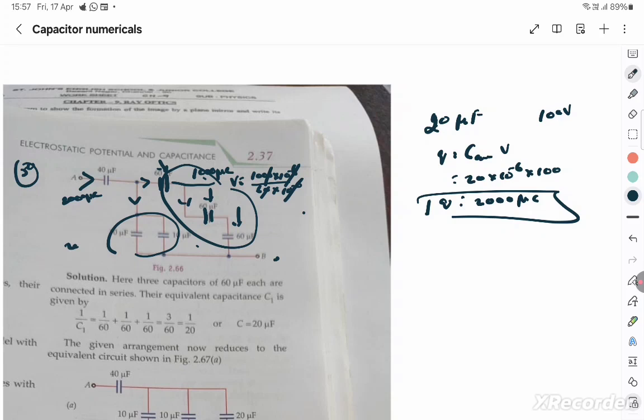Were they asking for the potential, or calculate the total charge that flows through? The total charge is the question. So we have already found the total charge to be 2000 microcoulomb, or 2 millicoulomb. We already got this answer. The question is not about finding individual charges, so you don't have to worry, but if they ask you, you know how to do it.